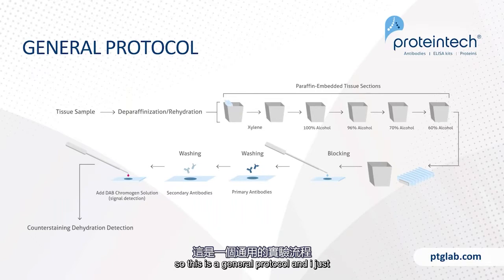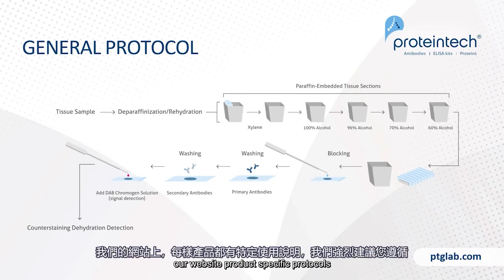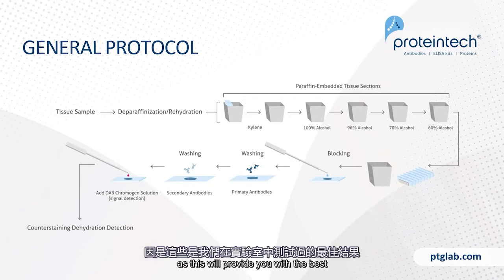So this is a general protocol, and I just want to note that this is a very brief overview, and that this protocol will need to be tweaked based on your experiment needs, for example, your tissue type, your antigen abundance, the antibody you're using. And we have product-specific protocols on our website, which we highly recommend you follow based on the antibody, as this will provide you with the best results that we have determined already in our labs.